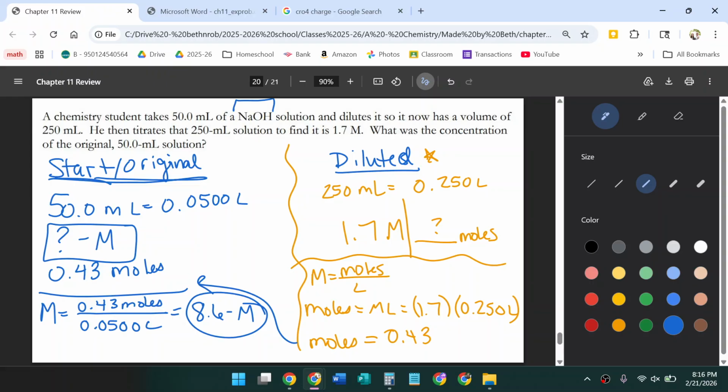Now, if you had gotten a number less than 1.7, if you had divided wrong, that should have triggered something, because the original, non-diluted, or the concentrated version, should always have a higher molarity because it's more highly concentrated.